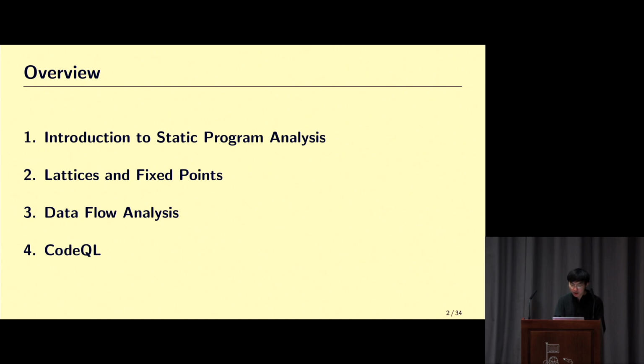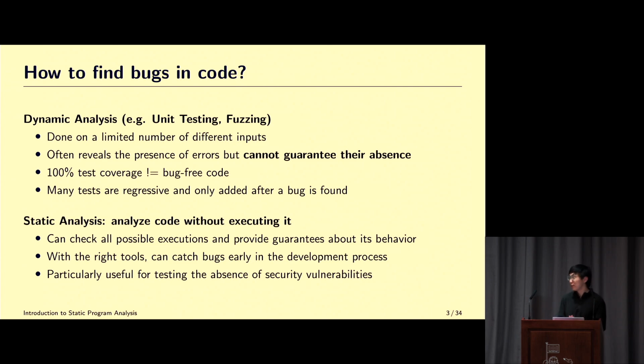So you guys are probably going to be familiar with dynamic analysis, things like unit testing and fuzzing. These are just tests that you write on a limited number of different inputs, so you test different edge cases. The problem with this is that it often reveals the presence of errors, but you can't really guarantee that your code does not contain any bugs. And just because you have 100% test coverage doesn't mean you don't have any bugs. It just means that you covered all of the branches, but how good your test is, that's up for debate.